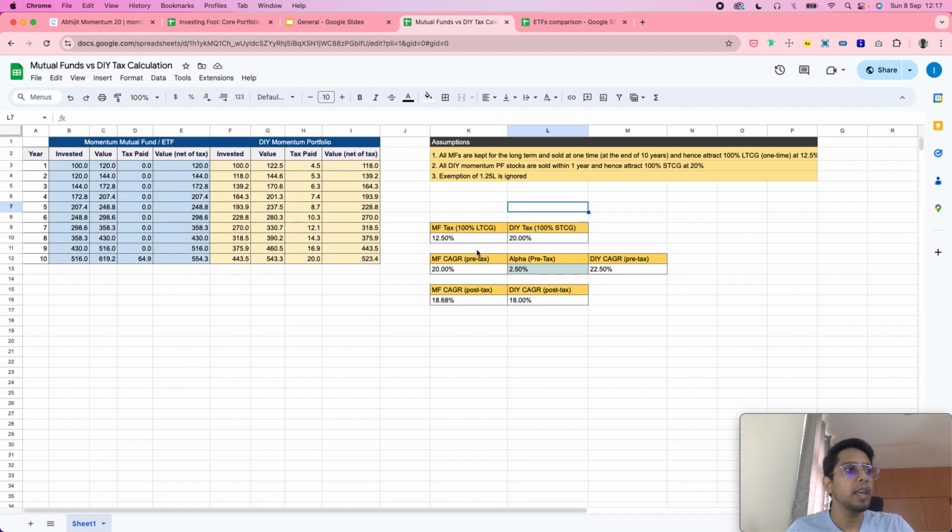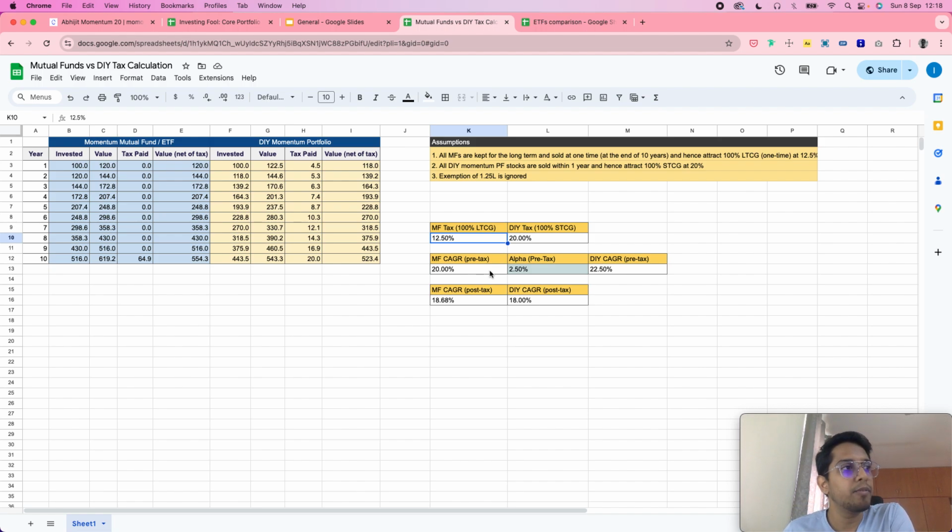Now, as I said, the mutual fund taxation will be 12.5% LTCG. For DIY the taxation is 20%. So there is a 7% gap there itself, right? Now when we come to the pre-tax CAGR, this is what we are using to compute the value of the portfolio, right? So we have two metrics here. We are assuming that the DIY CAGR is a bit more than the MF CAGR. Otherwise, there is no point in doing the DIY.